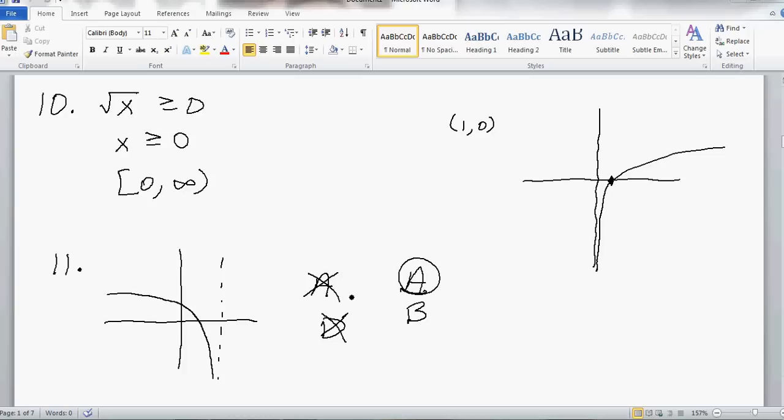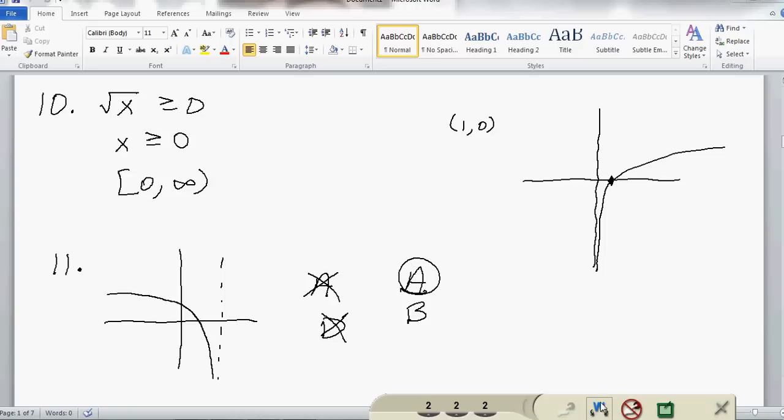Now, we could have used the initial argument, as I said before, that A is the only one that had negative x to begin with. And so A is our answer. Sorry for that confusion. Too many students over the years have caused that same confusion.